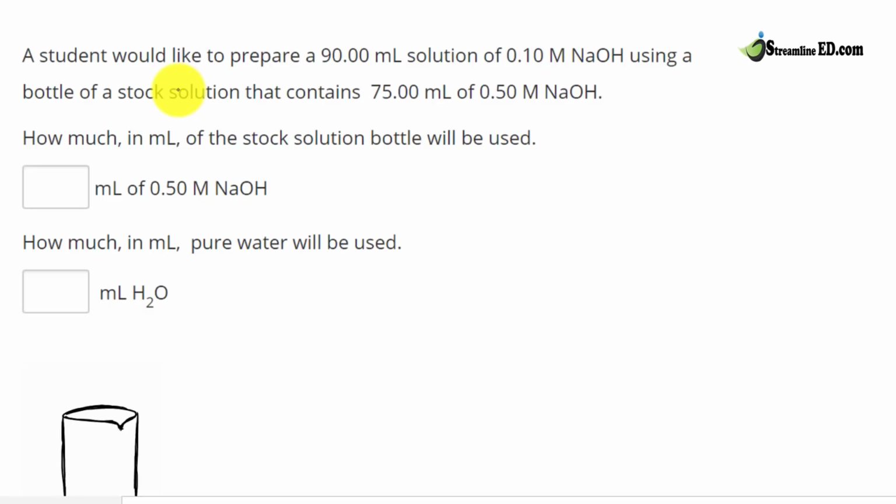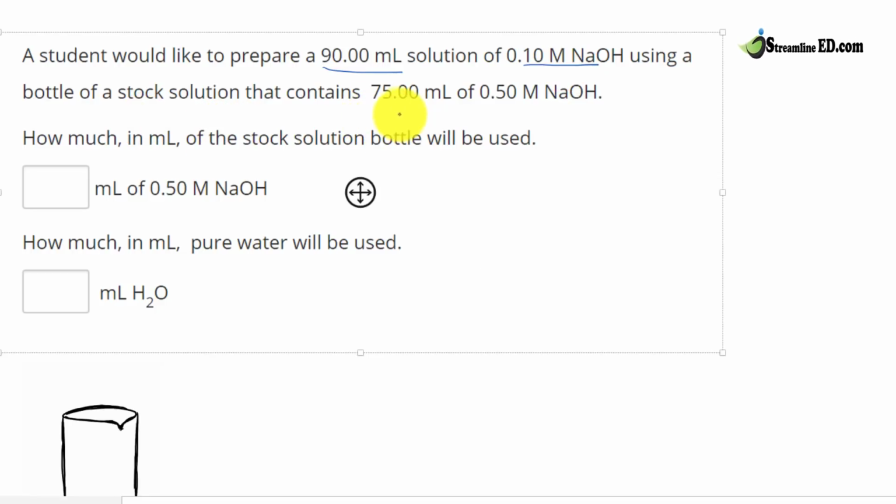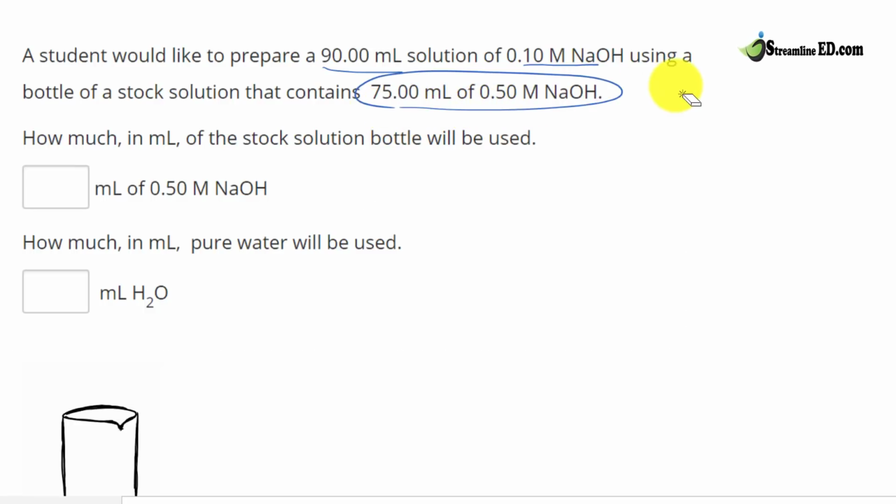Let's try another problem. A student would like to prepare a 90 milliliter solution of 0.1 molarity NaOH. So in this case, we only use 90 milliliters, and we want the concentration to be 0.1 molarity. Using a bottle of a stock solution, this is where we purchase, remember, and this stock bottle has 75 milliliters of 0.5 molarity NaOH left. So again, this stock solution bottle is purchased, but we are not going to use 75 milliliters of it. We only use a small amount of it, combining with pure water.